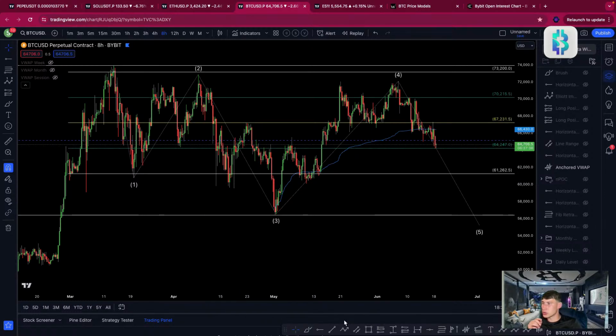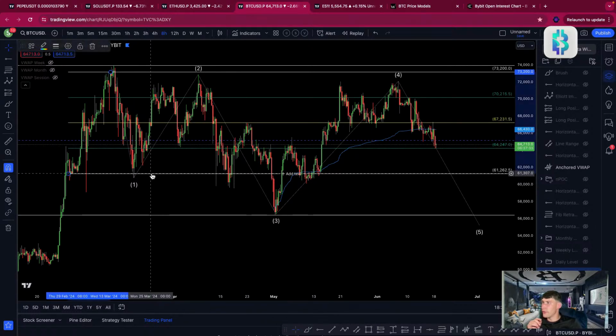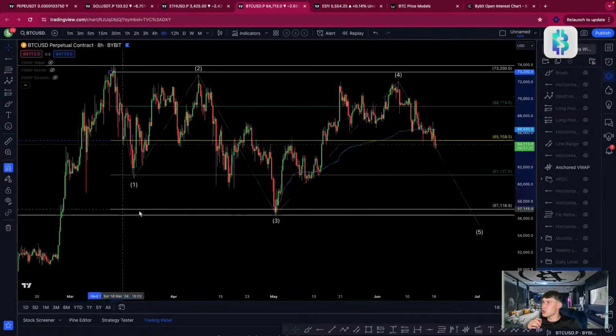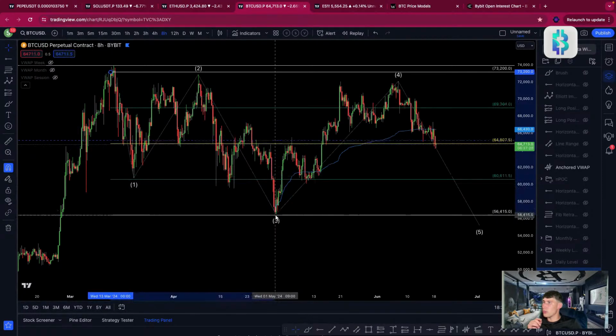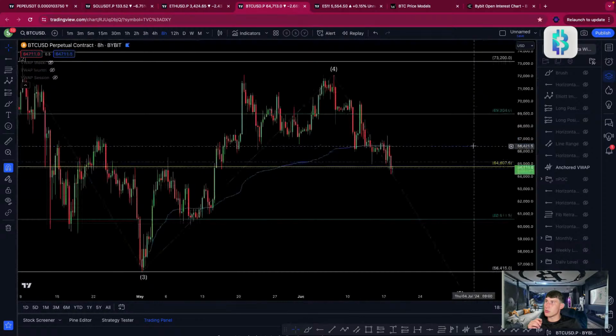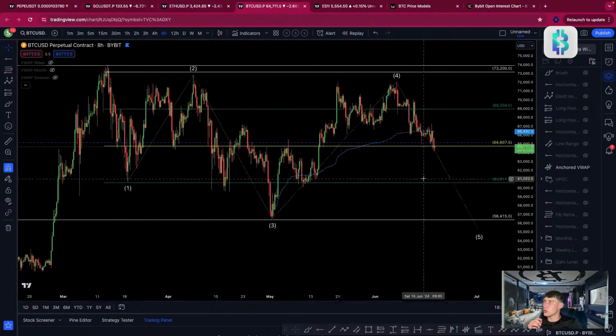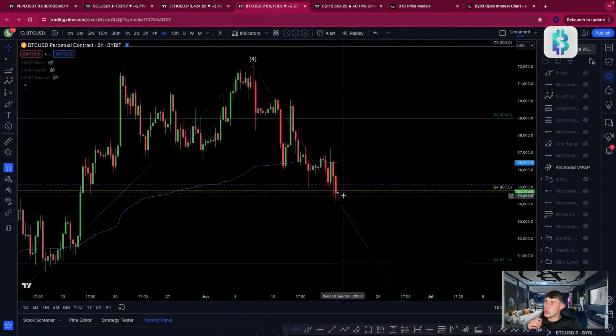Let's pull a fib range from here. So what are we also doing? We're also losing the 50%.